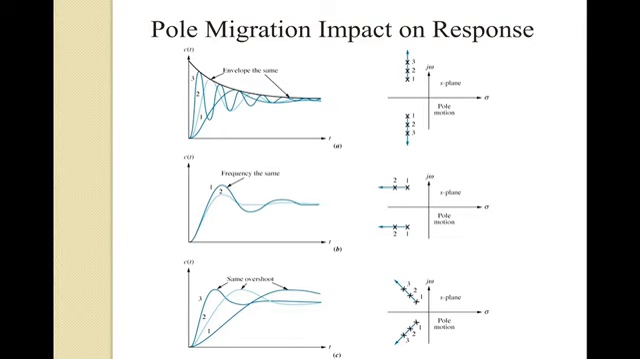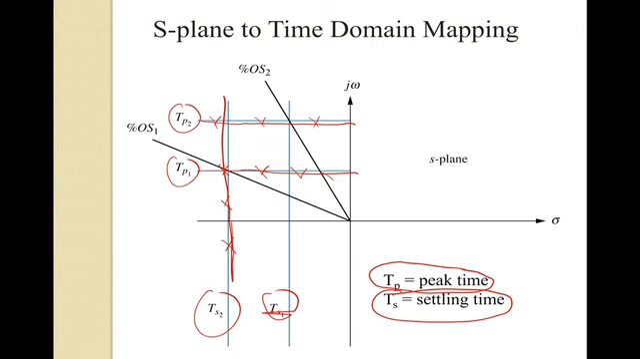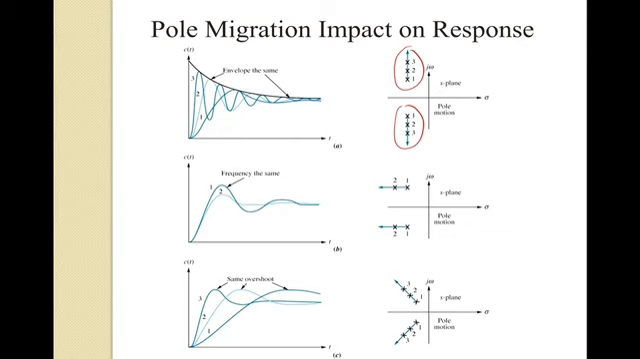So I now want to merge and actually show this graphically and show the impact of that pole migration on the response. In this case, notice we had the horizontal lines, which was the previous case. For the vertical lines, I have the same settling time. So that's what I have here. In this case, the settling time is going to be the same.